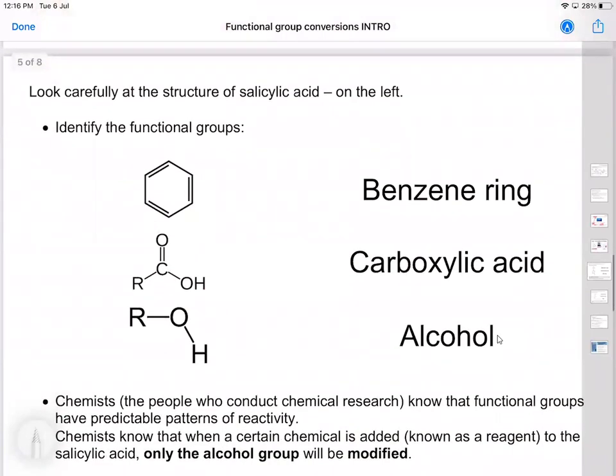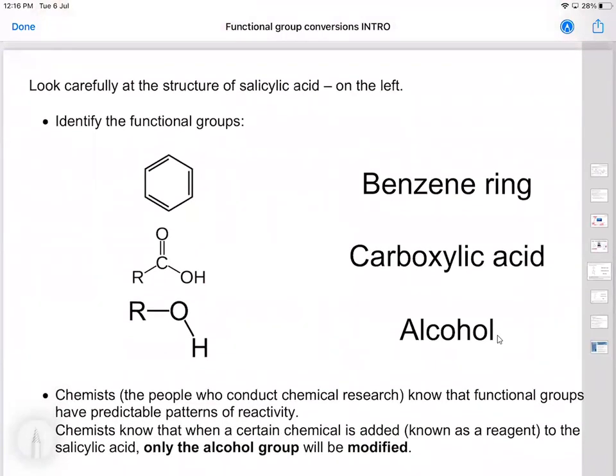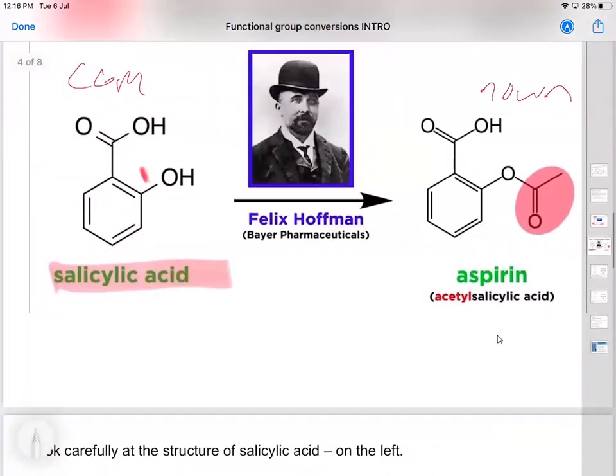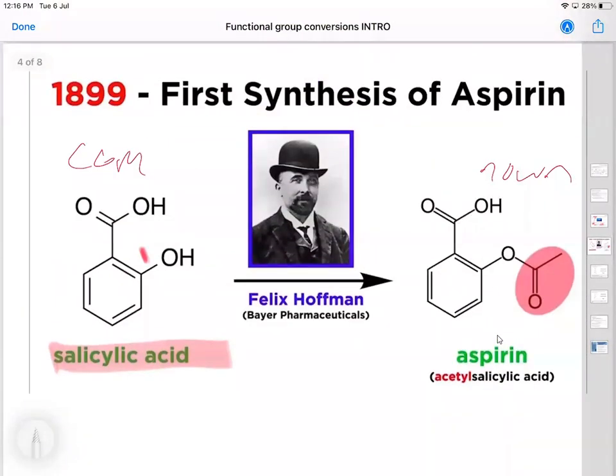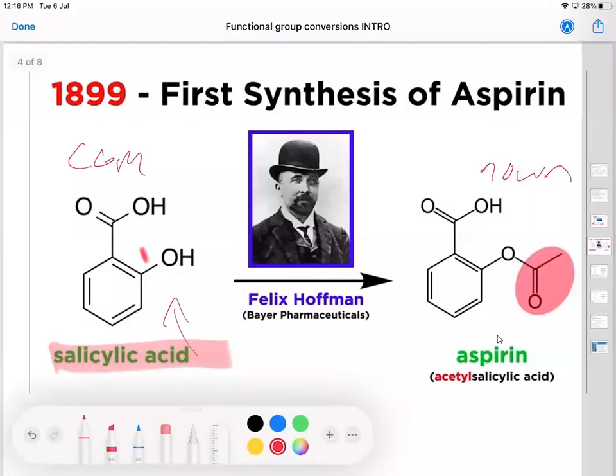So look carefully at the structure of salicylic acid on the left. That's the one on the left over here. So focus on that one. And what we want to do is identify the functional groups. I'm not going to give you the answers. I know it was on the next page. If you saw it, good. If you didn't, you're going to have to see them for yourself. So there's 3 functional groups that I want you to name.